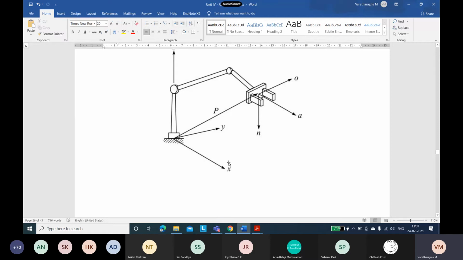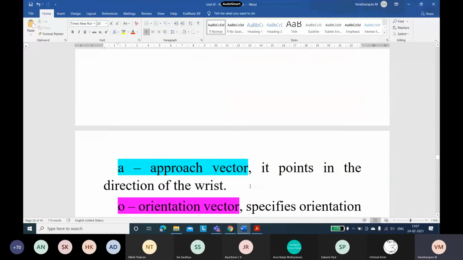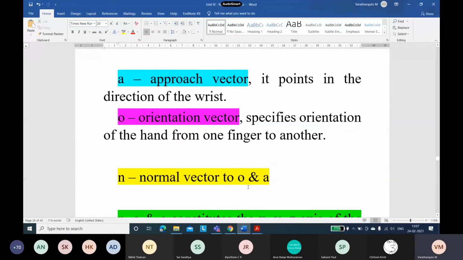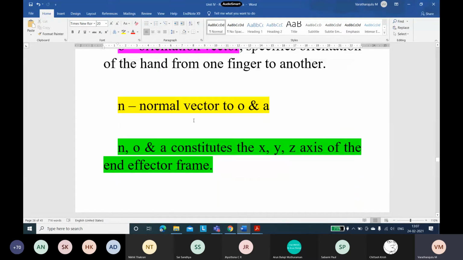Therefore, the 3 vectors form the coordinate frame related to the base frame, that is N, O, A. Instead of X, Y, Z, we are going to use N, O, A: approach vector, orientation vector, and normal vector. The approach vector points in the direction of the wrist, O specifies the orientation of the hand from one finger to another, and N is normal to O and A.